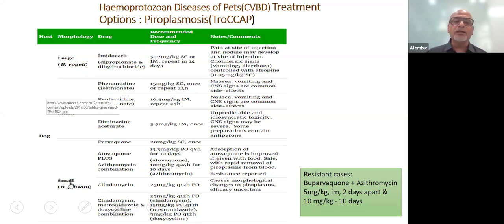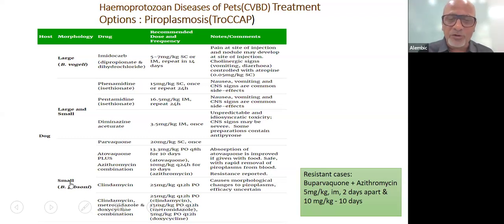If it is a small piroplasm, that is Babesia gibsoni, it is a real headache for pet practitioners. I know, because there are different combinations one can try. But, as I've said, complete elimination is difficult and relapses are quite common. Parvaquone is not available in India, so there are two formulations which are commonly used by pet practitioners.